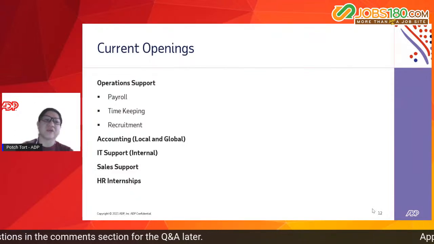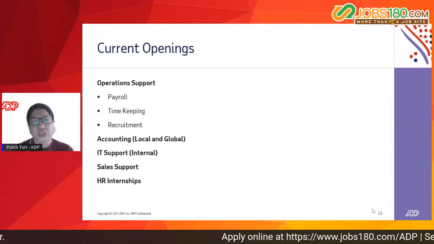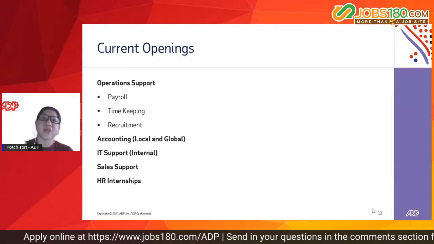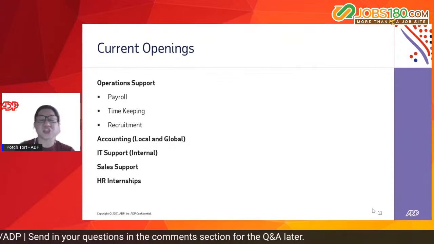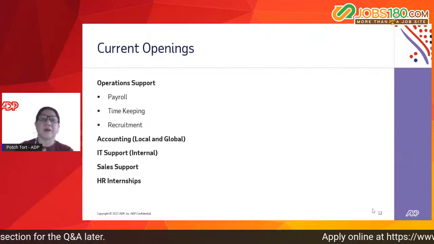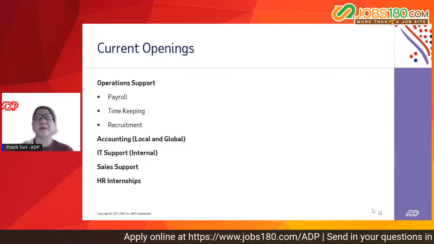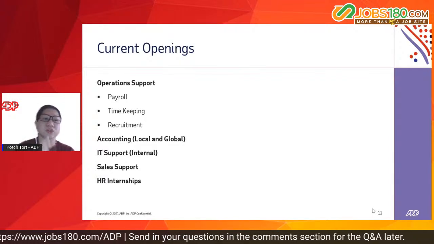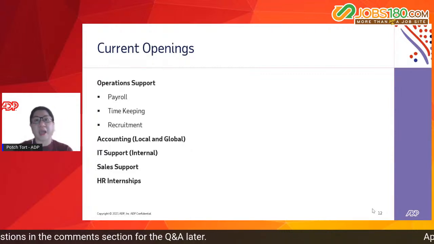Sales support, these are for our external partners. Not necessarily outbound sales, just to clarify, but these are support for our sales teams. So you yourself will not be selling, but you will be providing support for people who do sell. And then HR internships, as mentioned earlier, for our sourcing team, our HR team would tap interns to join them and help them in closing off our opportunities. So let me go back to the first item, operation support. It's the biggest chunk of our hiring.